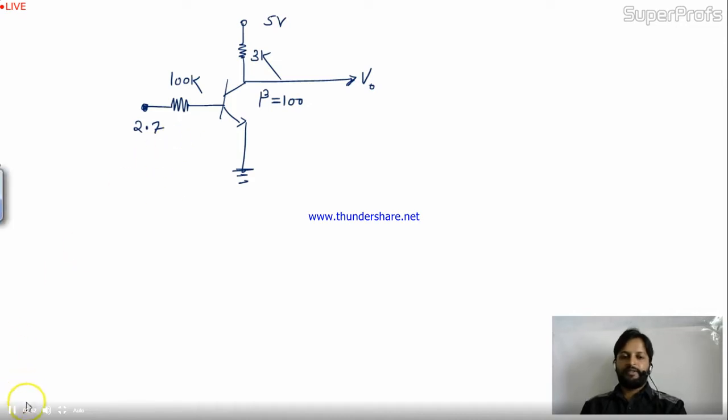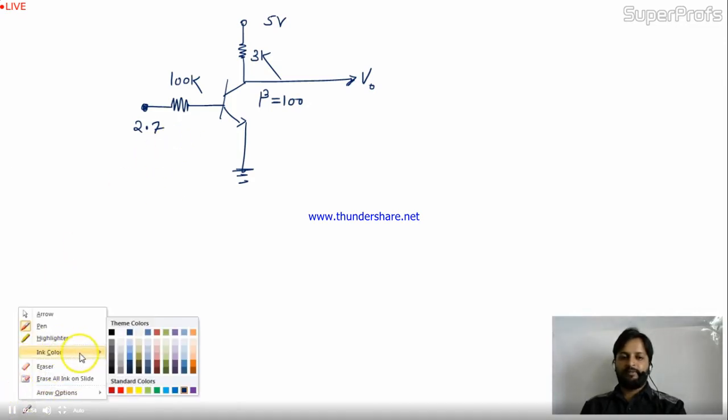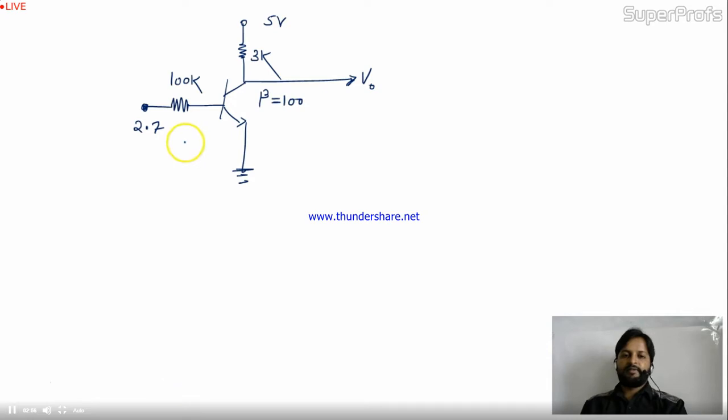You will proceed with this question like this. VBE is always given and that is 0.7. If not given, then you have to consider it. This is the current IB over here in the circuit. This is the input circuit and this is the output circuit.